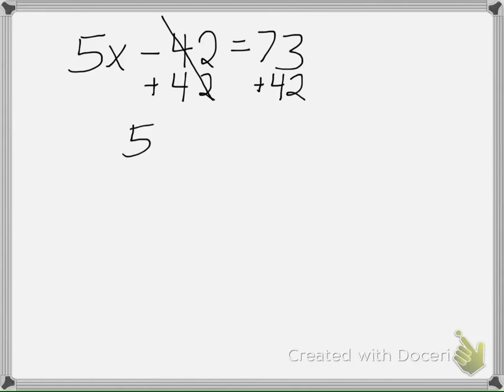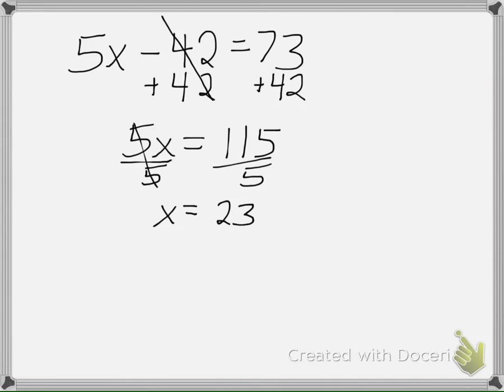So that leaves me with just 5x on the left, and 73 plus 42 gives me 115 on the right. Next, we're going to divide by 5 on either side, and I get x equals, and 115 divided by 5 gives me 23. So my solution here, x equals 23. Now there's also 2 additional division examples, so we'll look at those.